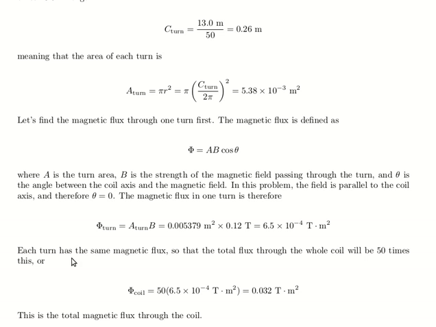So the magnetic flux through the entire coil will be 50 times this, or, as you can see, about 0.032 Tesla meters squared. This, therefore, is the total magnetic flux through the entire coil.